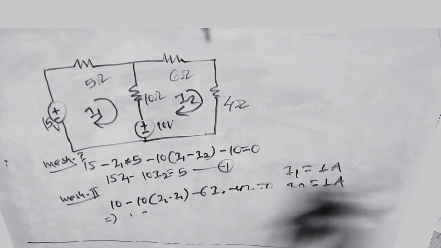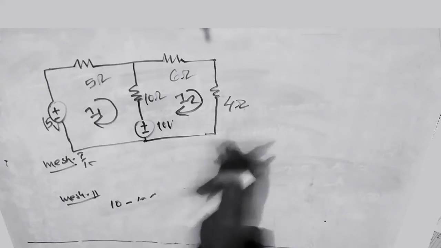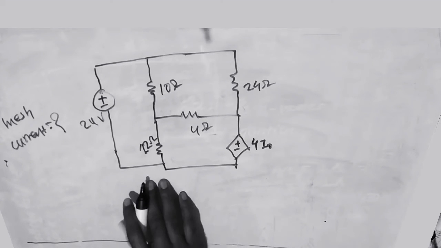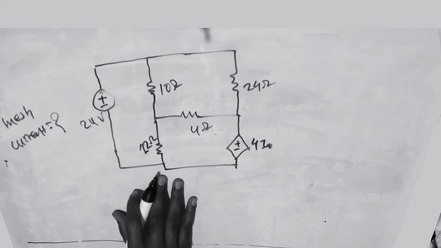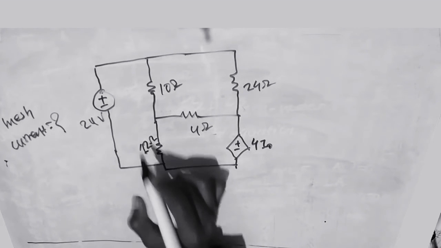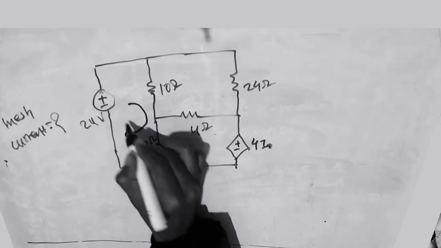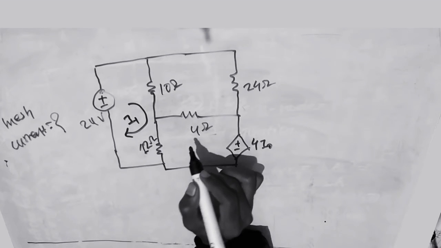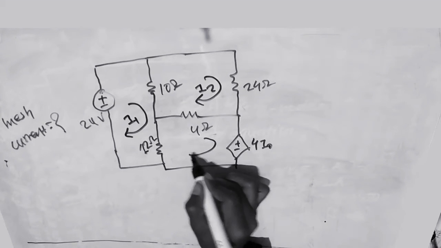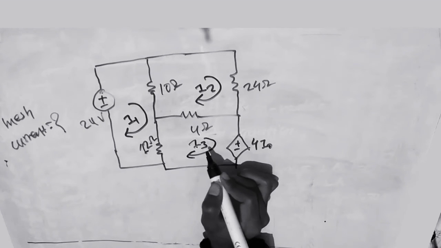And again let's take one more example. Here we have one more circuit, and in this circuit we have to calculate the mesh currents. Let's solve this. Our first step is to assign the mesh currents. Here we have I1, here we'll assume I2, and here we have I3.